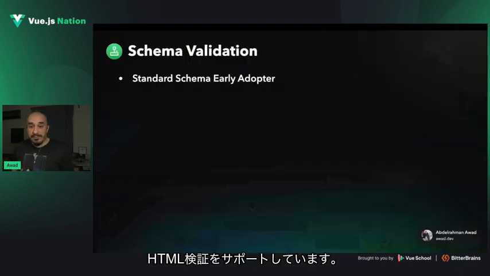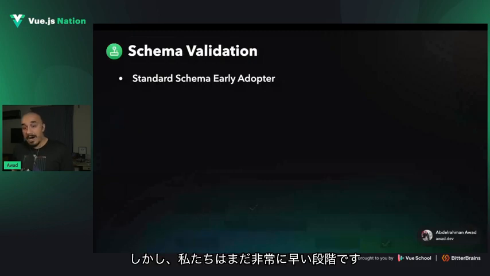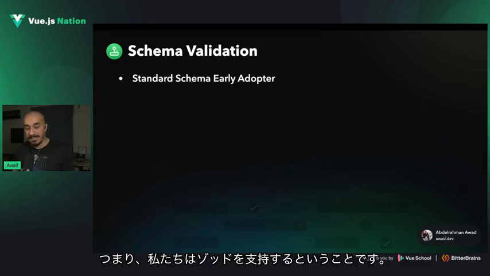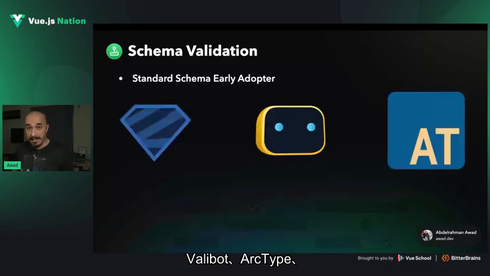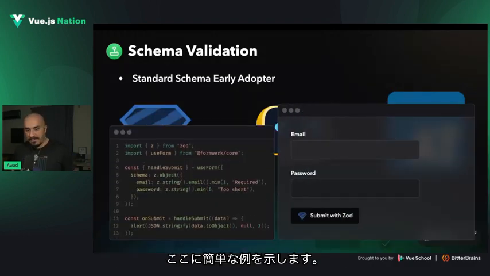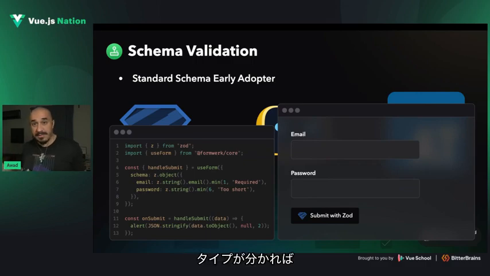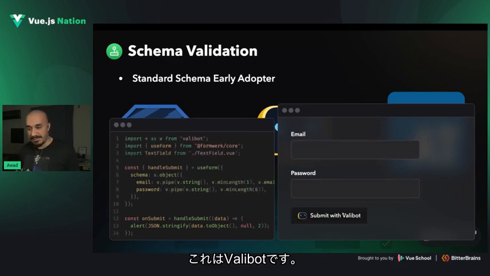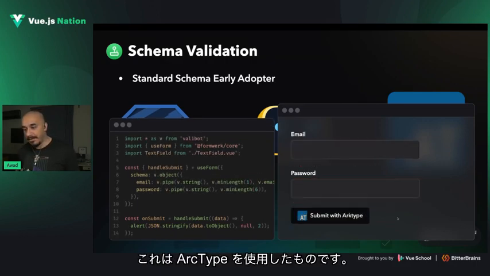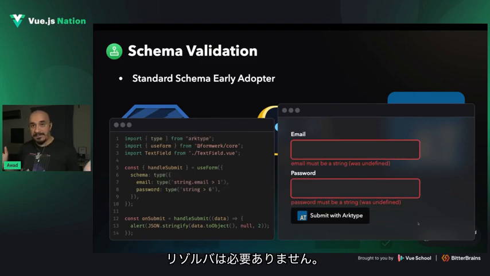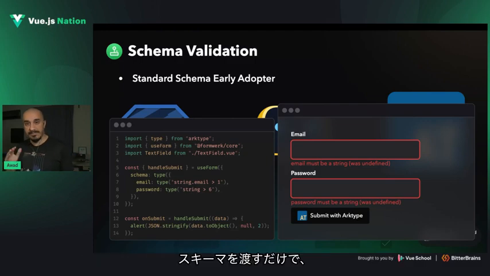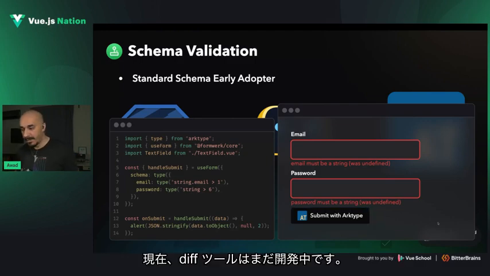Now, for schema validation, we are supporting HTML validation, but we are also a very early adopter of the Standard Schema, which has been making waves for a while now. So that means we support Zod, Valibot, and ArkType, and I think 3 more have joined the party. And here is a quick example. You just pass the schema in, you get the types, you get validation for you, and that's pretty much it. This is with Zod, this is with Valibot, and this is with ArkType. There are no resolvers needed. There are no more packages you need to install. Just pass your schema in and you're good to go.